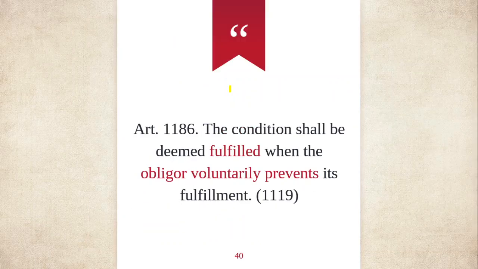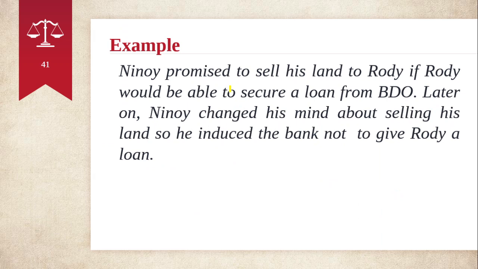Let's have 1186. The condition shall be deemed fulfilled when the obligor voluntarily prevents its fulfillment. Ito naman may mga scam na naman. Example, Ninoy promised to sell his land to Rodi if Rodi would be able to secure a loan from the BDO. Sige, bibigay ko sa'yo, ibebenta ko sa'yo tong lupang to kapag nakakuha ka ng loan sa BDO. So, nagsisikap ngayon si Rodi na makakuha ng loan. Later, Ninoy changed his mind. Mukhang maganda pala ang lupa ko. Hindi ko na lang kaya ibebenta.